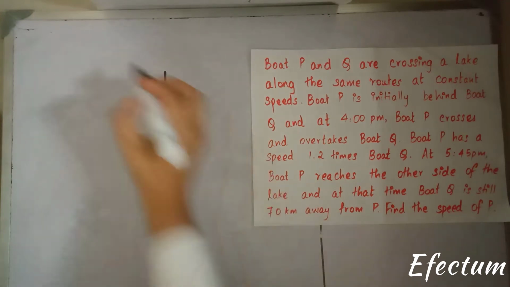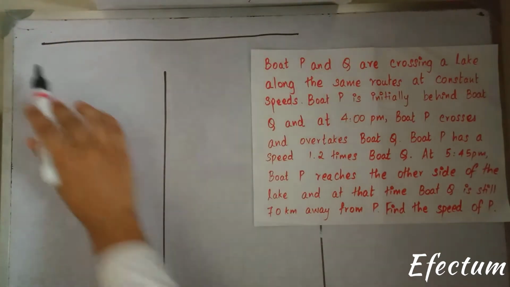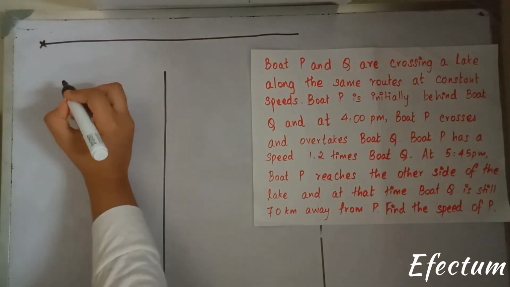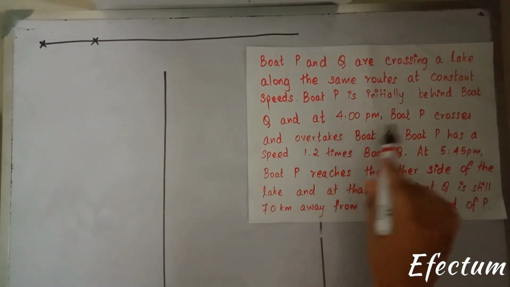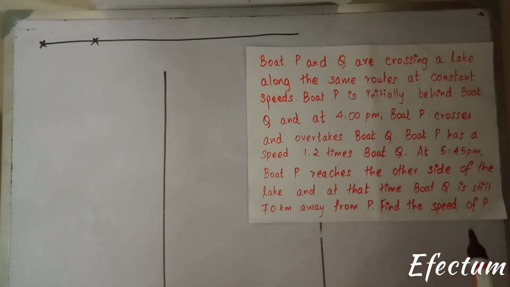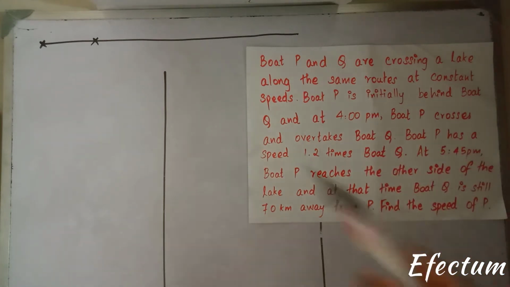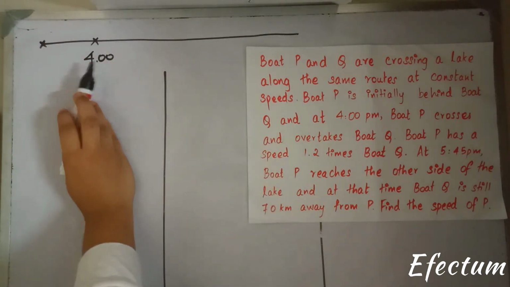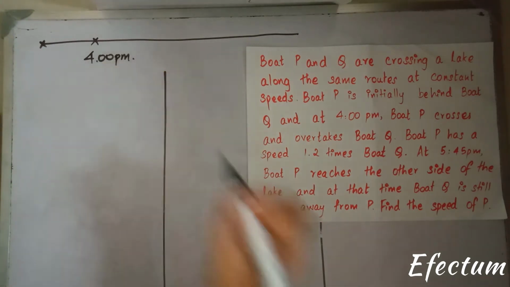We can see that there are two boats, P and Q. They are crossing from one side of the lake to the other side. Now, they both start off at some point, and the question states that at 4 p.m. P crosses and overtakes Q. Before that, P is behind Q. The speed of P is 1.2 times that of the speed of Q. We only have to concentrate on 4 p.m. and afterwards, because there's no information given about the time before that.